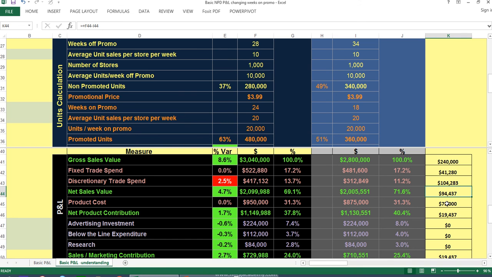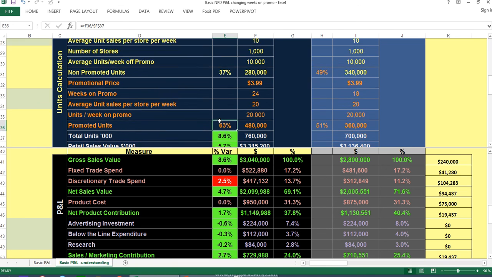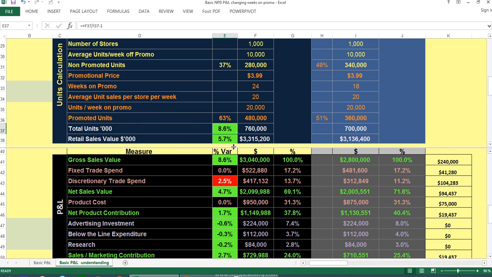And then your product cost doesn't change as a percentage. The absolute number does change. You're left with a positive net product contribution of 1.7%, so you're making roughly $20,000 more, and your sales and marketing contribution is also $20,000 more than what you originally planned. So it's all a good story the moment you change that. What's happened here is the units on promotion have jumped from 51 to 63. Total units are 8.6% more, which is positive. Total retail sales value is 5.7% more.